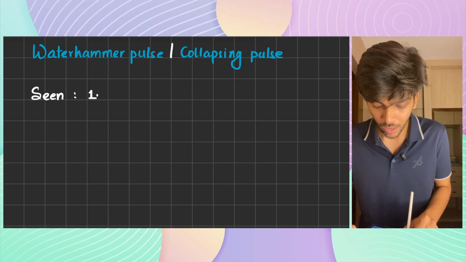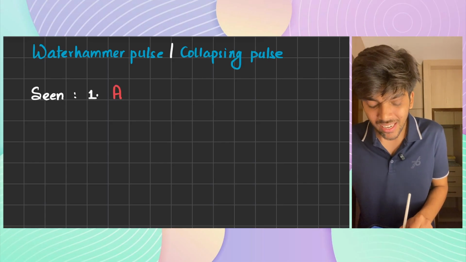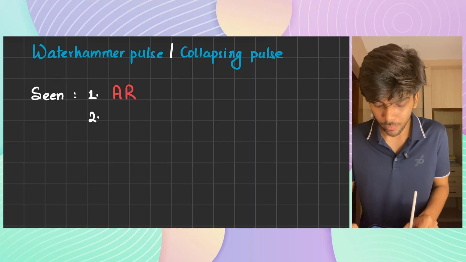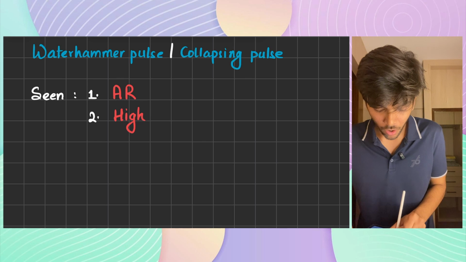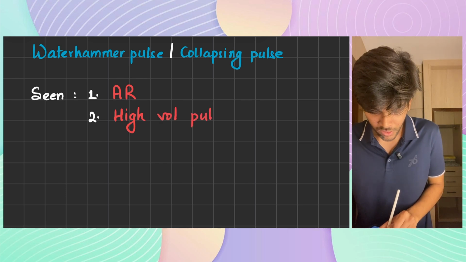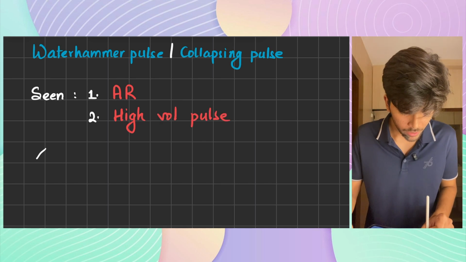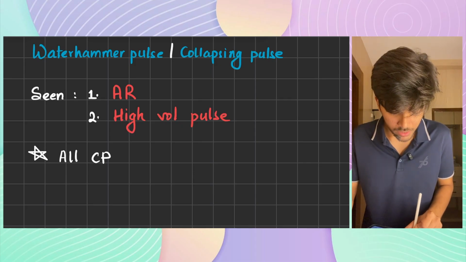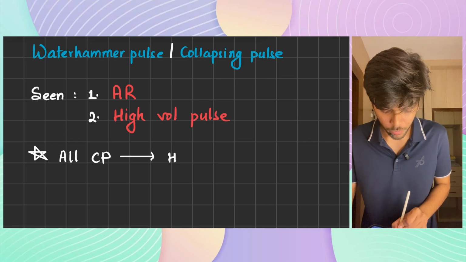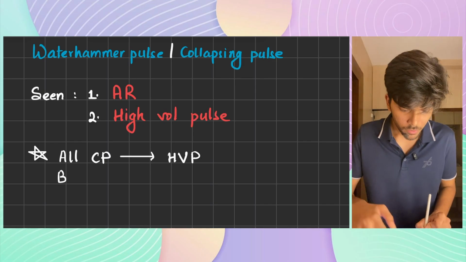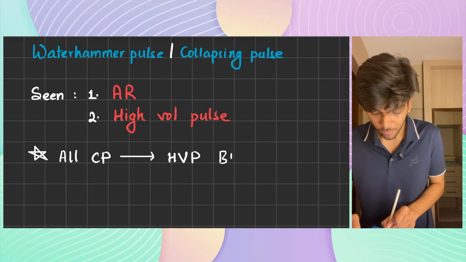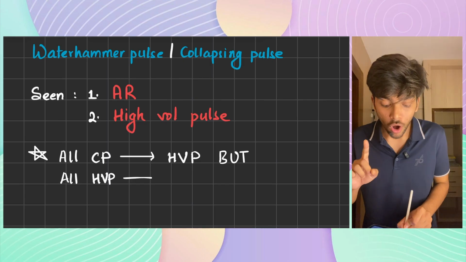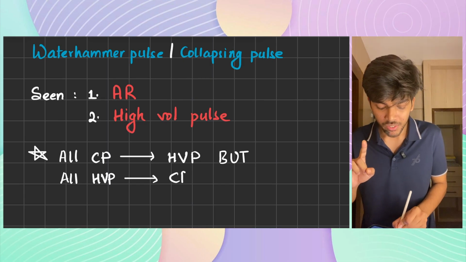You can appreciate Waterhammer pulse in patients with aortic incompetency or aortic regurgitation. Number 2, in patients with high volume pulse. But remember this very important line: all collapsing pulses are high volume pulses, but let me give a big but here, all high volume pulses are not necessarily collapsing in nature.